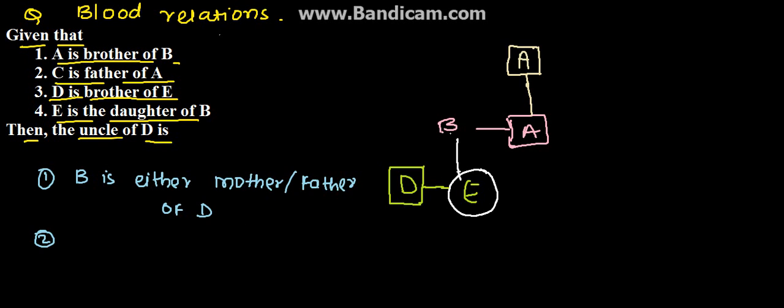So here, if D is the son of B and E is the daughter of B, then B's brother will be the uncle of D. So here B's brother is A. So here we can say that A is the uncle, which is the solution for the given problem.